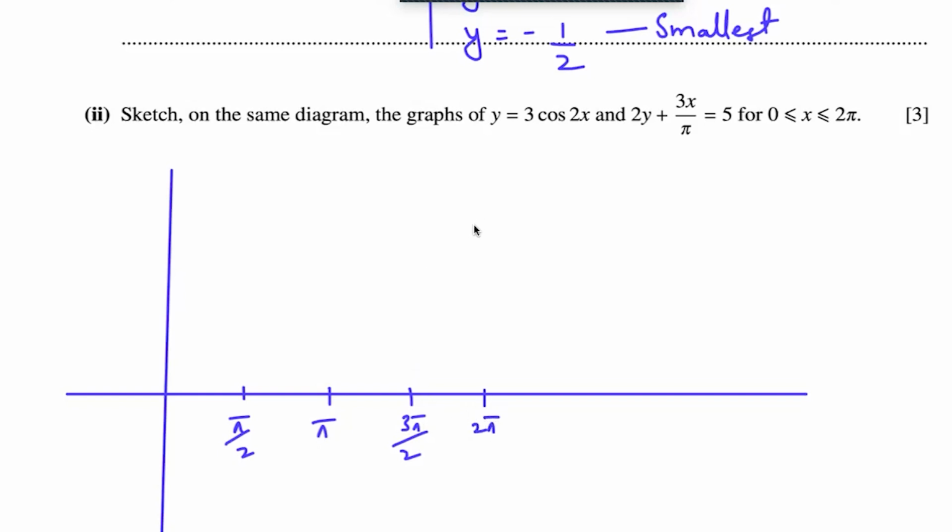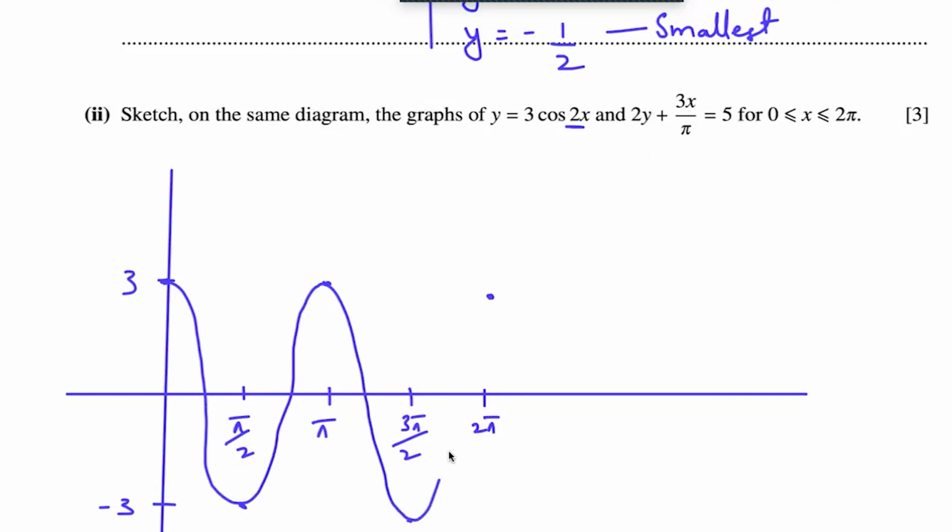So for the graph of 3 cos 2x, we know that the maximum value is 3 and the minimum value is minus 3, and the cos 2x represents that it will have 2 revolutions in 2 pi, so it means one revolution will be completed in pi radians. So the graph of 3 cos 2x would be like this, where it will have 2 revolutions.